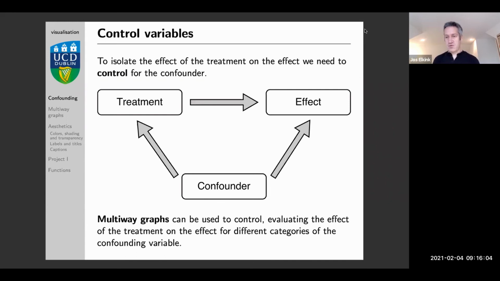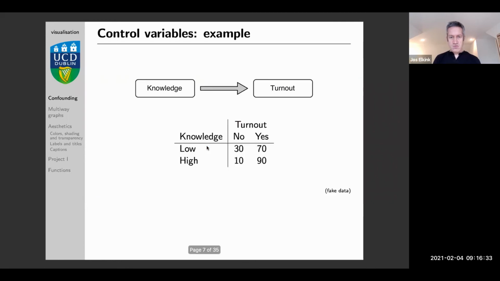And if we add a variable to the model to capture this confounder, we call it a control variable. So a control variable is a third variable we add to the model to see if the association still holds. So we can make one plot where we see if there's a relationship between the treatment and effect, and then we can make separate plots for separate categories on the control variable. So the lab shows you how to do all these multi-way graphs, but this is kind of the main purpose.